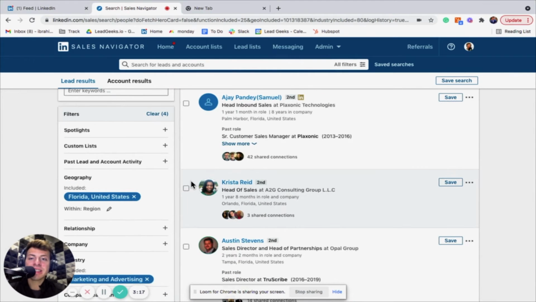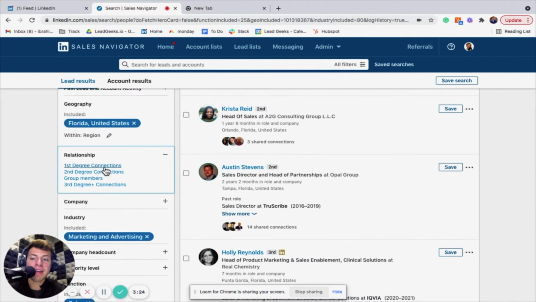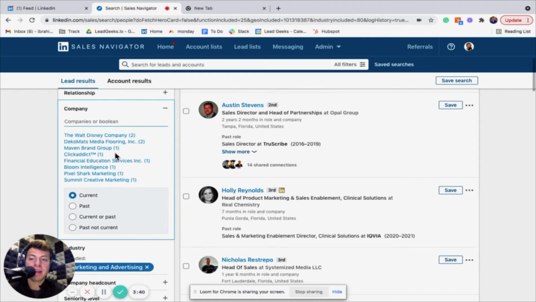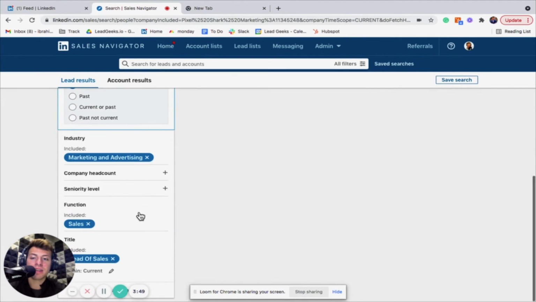So using LinkedIn Sales Navigator, you can target by geography, by relationship. This is pretty cool. If you're already connected with them, you would use first degree. If you want to find people who you're not connected with, but you share a similar connection with them, you can use second degree. So this is warmer and it's highly recommended you use it when doing outreach. Then you can target people by the company they're in. So if I want to find somebody at, let's say, Pixel Shark Marketing, boom, I put in the company name and now I can figure out who I want to talk to within that company.